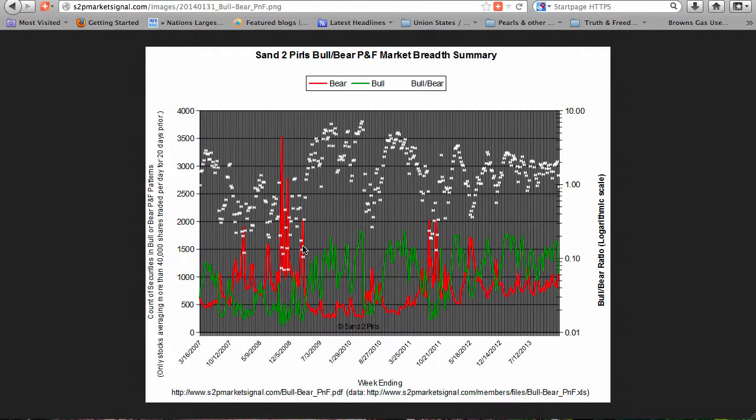Market breadth. With this past week's market decline, our bull-bear point and figure ratio fell from 1.33 to 0.93, falling into slightly bearish territory. The total count of securities in bullish or bearish patterns fell 5% to 2,179. The count of bearish stocks increased 15%, while the count of stocks in bullish patterns decreased 20%. The Sand to Pearls PNF Market Breadth Summary Chart shows us a market now one consecutive week in bearish territory.